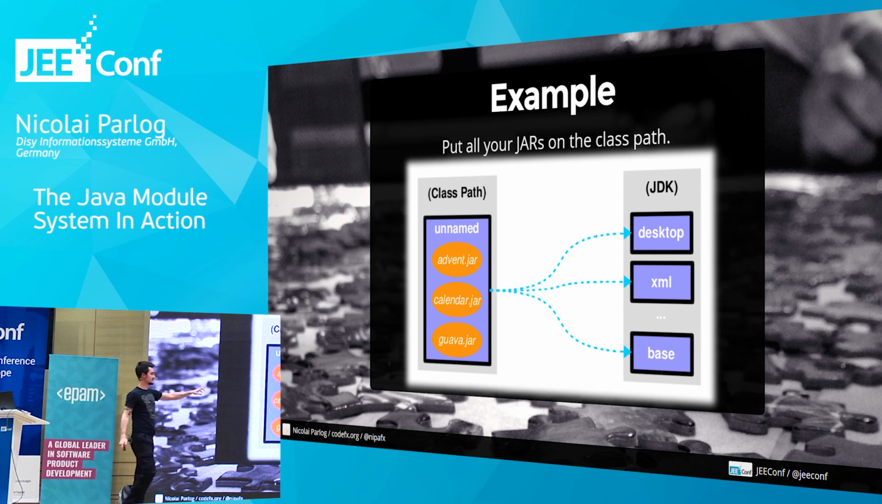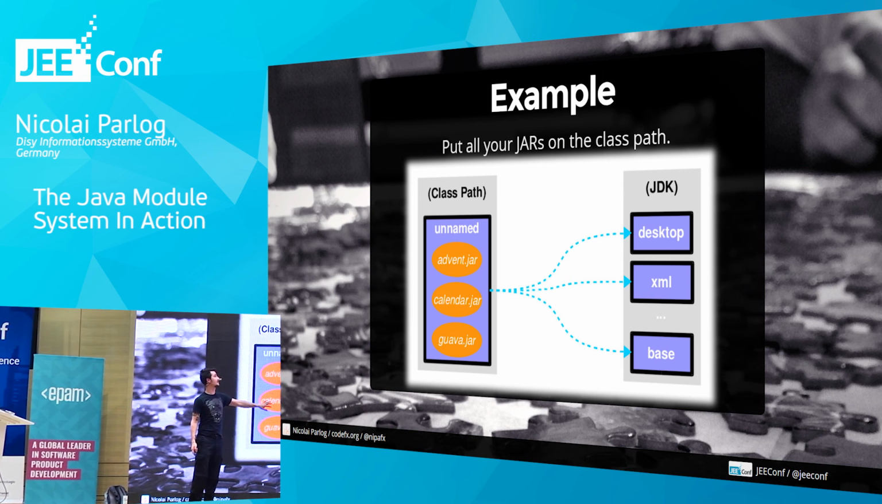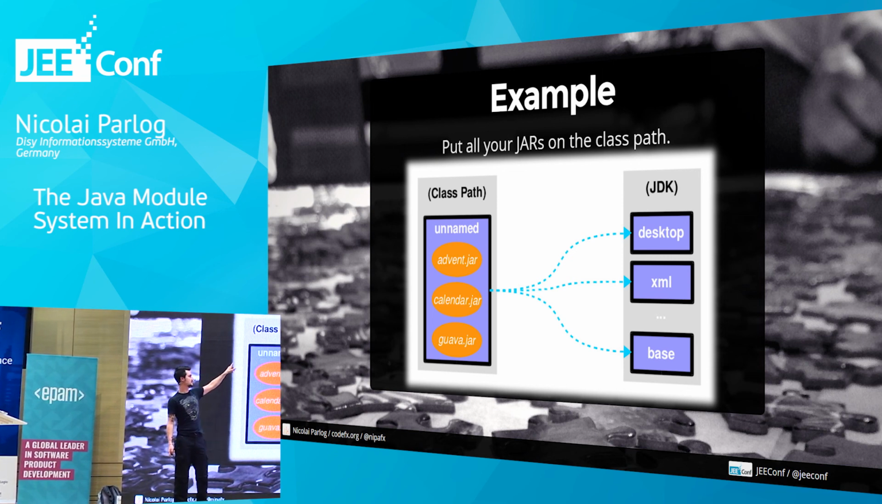So let's say I slimmed this down a little bit. We have our entvet jar, our calendar jar, and we use Guava. And these are just jars. This is how I did the round orange bubbles. These are just jars, and I put them on the class path. Then the JDK comes along, puts it all into one module called the unnamed module. And let's say our JDK only contains these three modules. Then it just adds read edges to everything. And this is how the module graph would look at runtime.